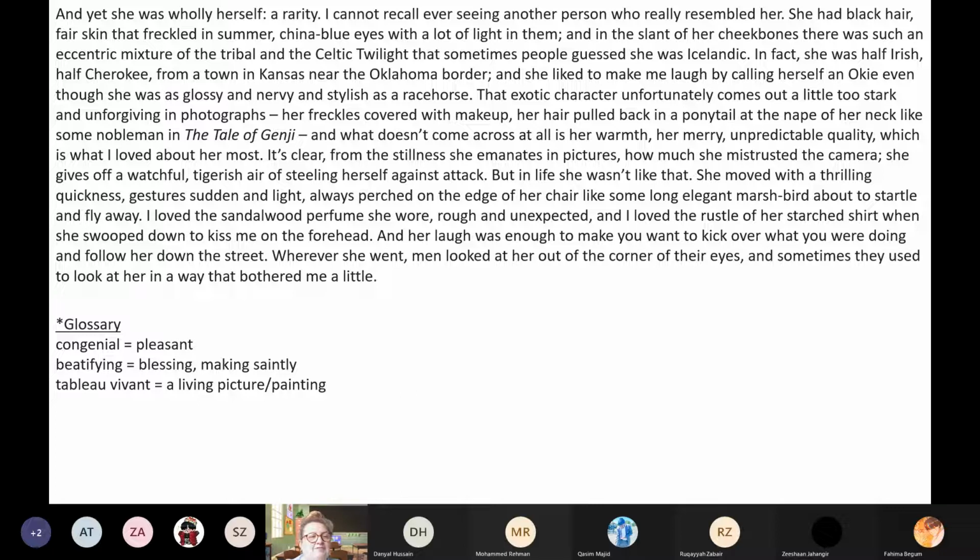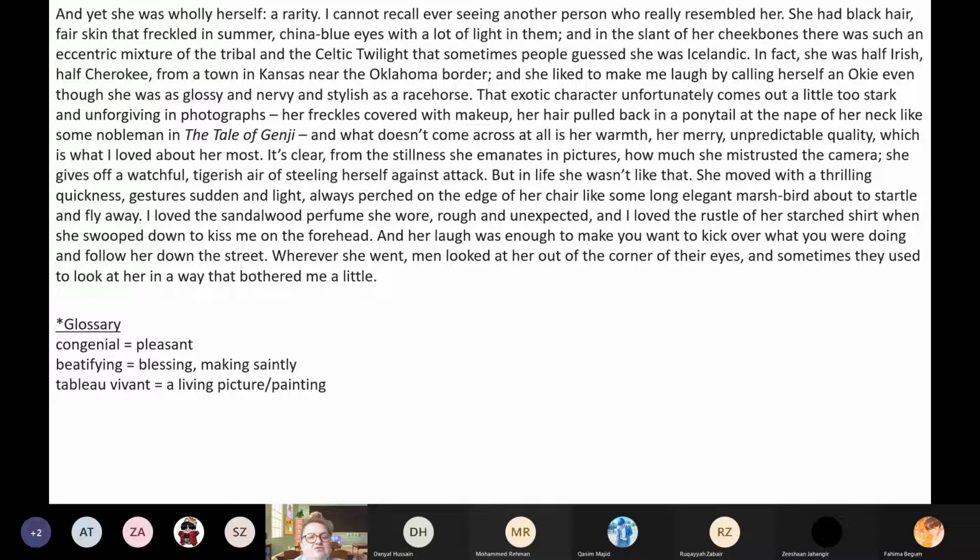She had black hair, fair skin that freckled in summer, china blue eyes with a lot of light in them. And in the slant of her cheekbones there was such an eccentric mixture of the tribal and the Celtic twilight that sometimes people guessed she was Icelandic. In fact, she was half Irish, half Cherokee, from a town in Kansas near the Oklahoma border. And she liked to make me laugh by calling herself an Okie, even though she was as glossy and nervy and stylish as a racehorse.